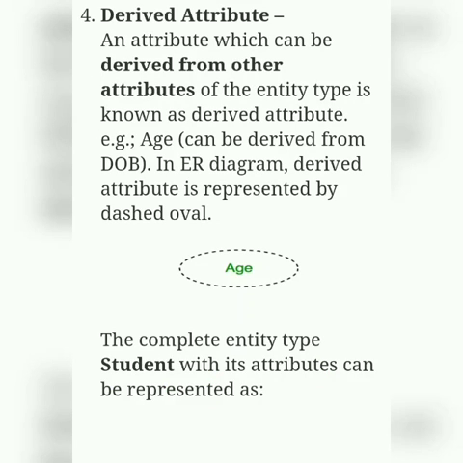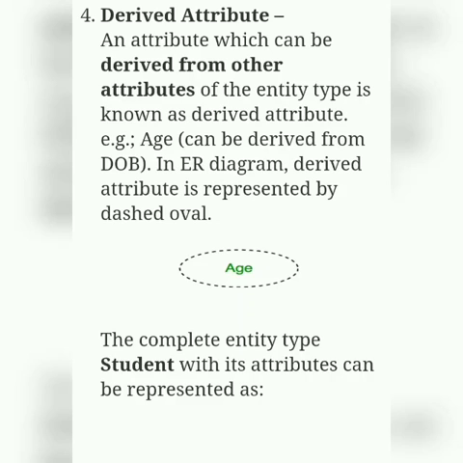Next we will see about the derived attribute. An attribute which can be derived from other attributes of the entity type is known as derived attribute. Here the attribute is deriving from another attribute. We can understand with the example clearly that age can be derived from date of birth. Here for a particular person we can identify their age using their date of birth. With the date of birth only we are identifying their age. So the age is derived from the date of birth.